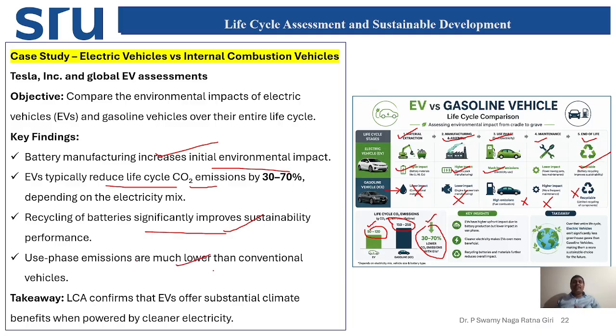So what we can take away from this analysis of the case study of electrical vehicles versus internal combustion vehicles. The main consideration is sustainable climate benefits, empowered by cleaner electricity. In future, there may be a chance to generate solar-powered energy-based cars also. There is no doubt at all, definitely it will become. So let us understand the key insights and takeaways from this electrical vehicle case study.